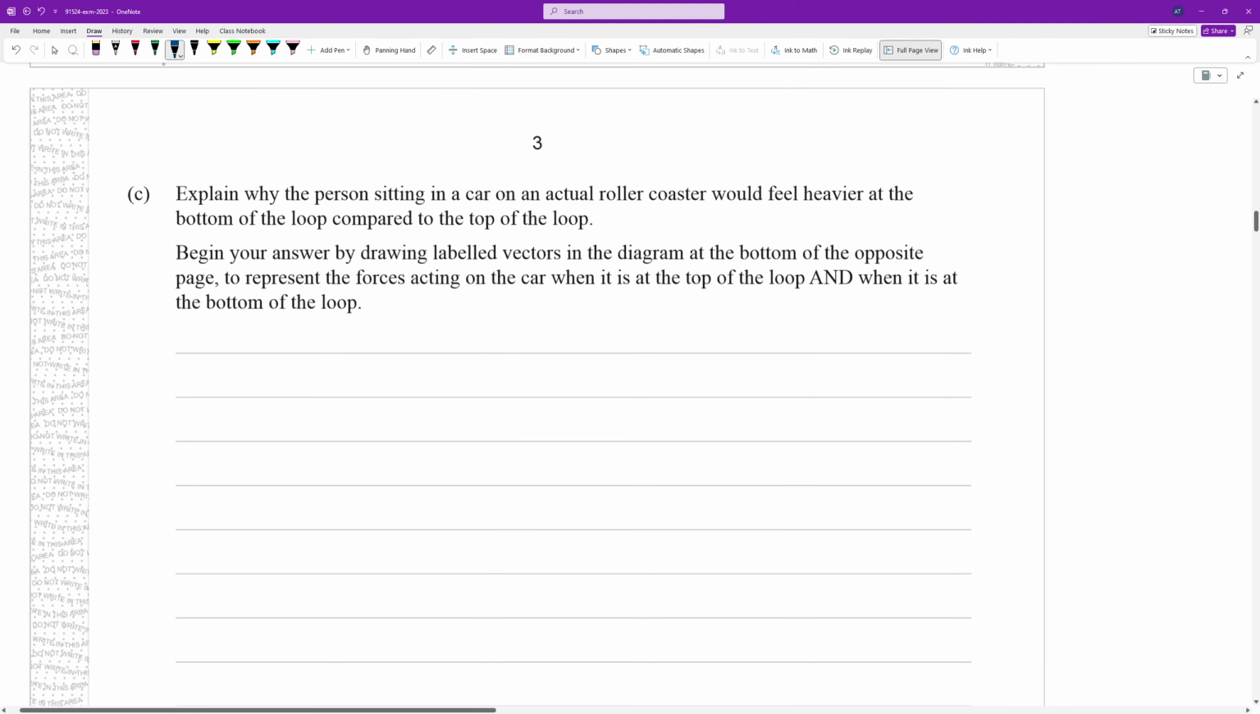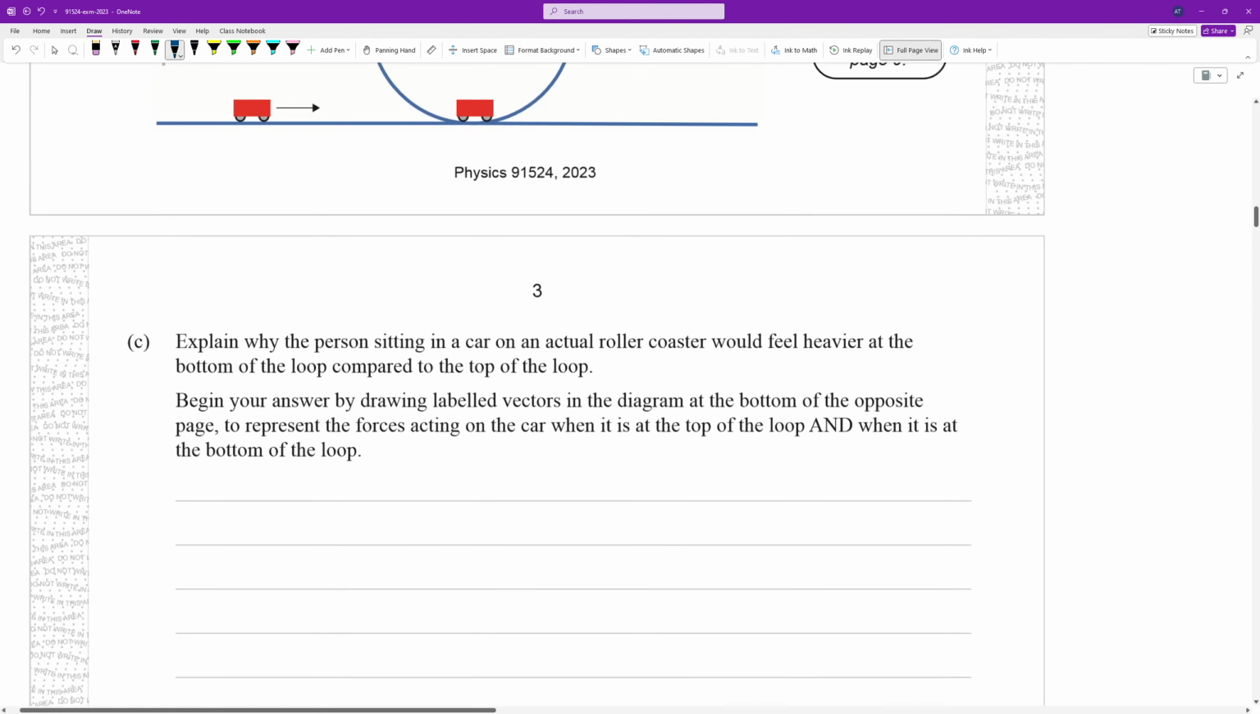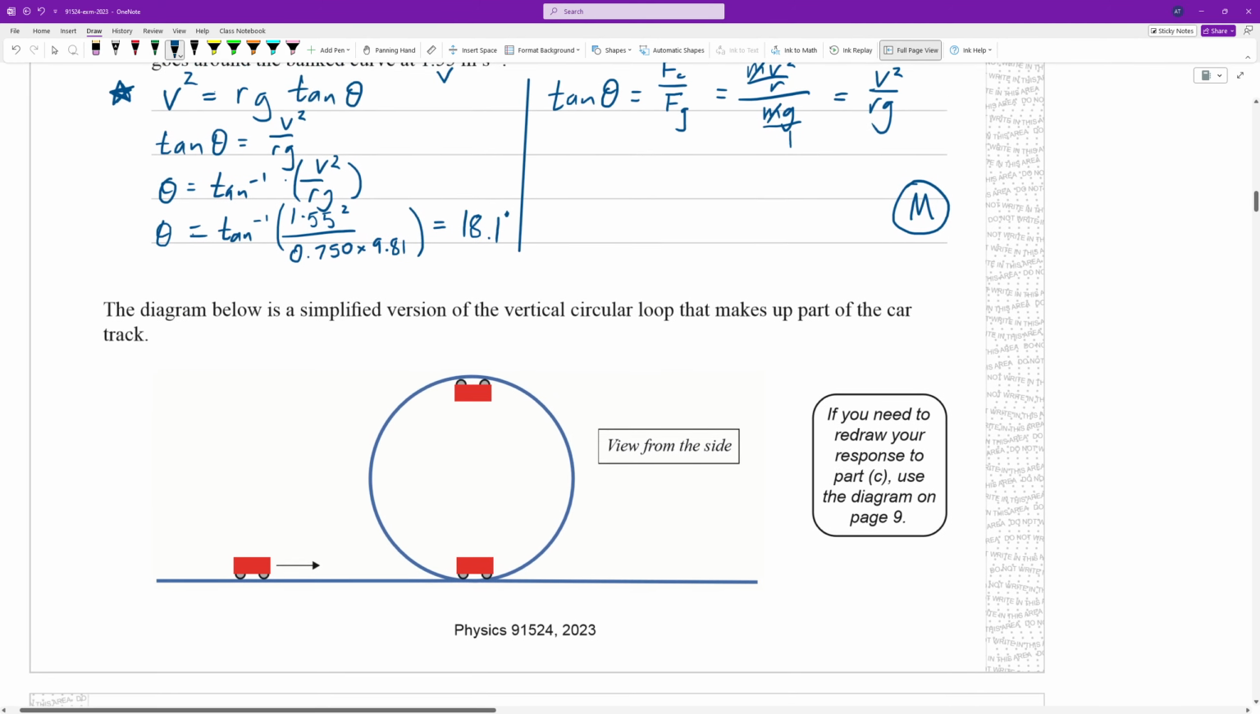Part C. Explain why the person sitting in a car on the actual roller coaster would feel heavier at the bottom compared to the top. And it gives us a nice hint. Draw labeled vectors at the bottom and at the top. Great. So, let's do that.